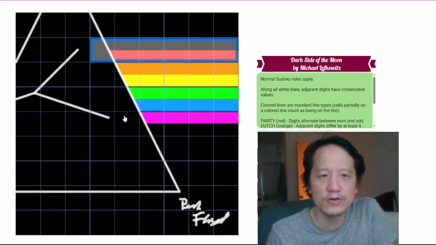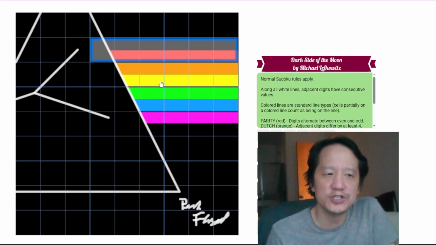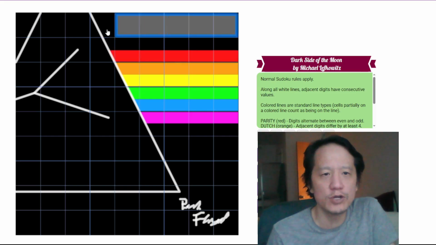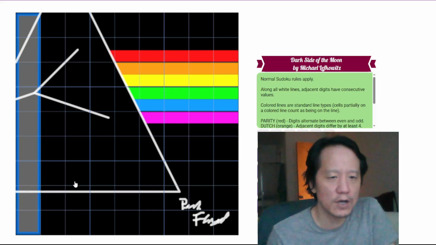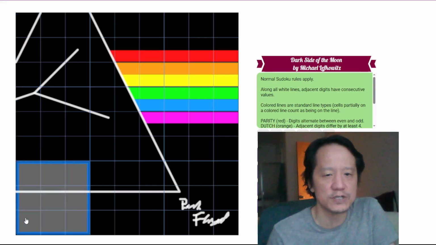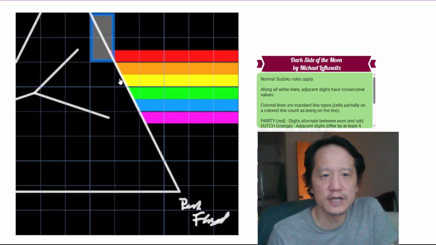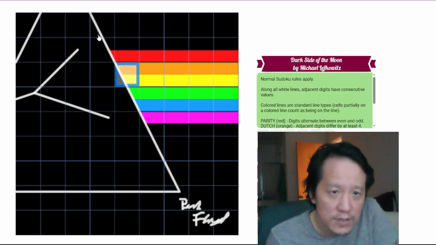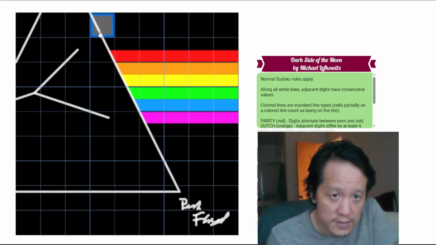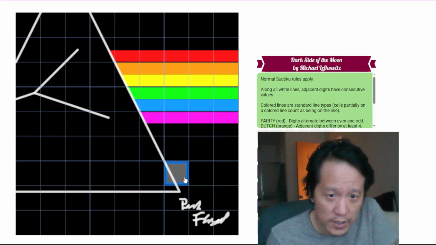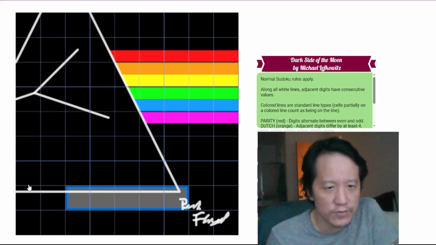We have normal Sudoku rules apply, which means place a digit from 1 through 9 in every cell in the grid such that there are no repeats in any row, column, or designated 9-cell region. Along all white lines, adjacent digits have consecutive values. So I think this line goes through here, here, here, here, here, here to here, and then through this.